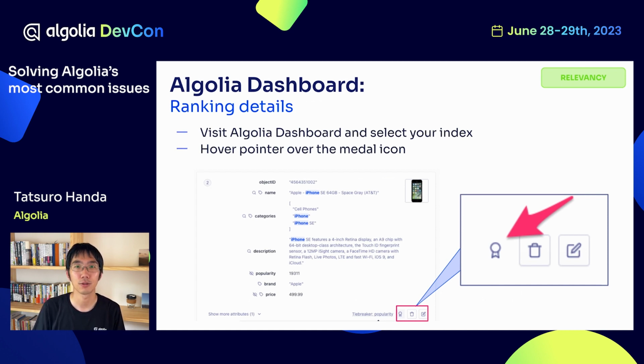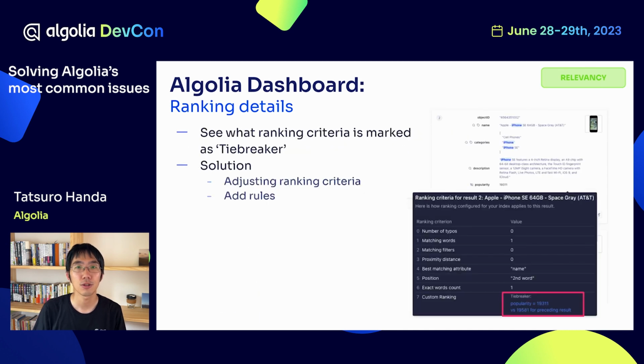In the search results, you may notice the records come with buttons at the bottom right corner. You can move your pointer over the medal icon of the record that you want to see the details of, and as you can see in the image, it tells how the record was evaluated by the ranking criteria and what was the tiebreaker to put the record in that place. The tiebreaker line shows the criterion differentiating the record from the preceding records.